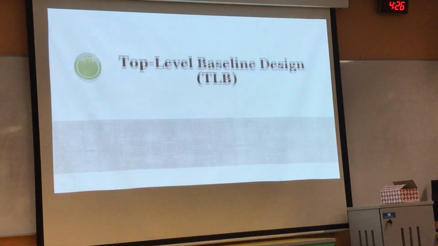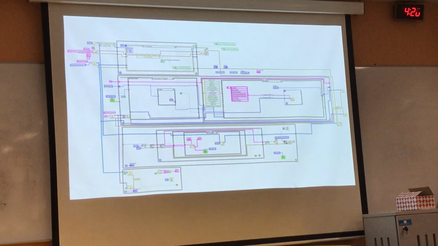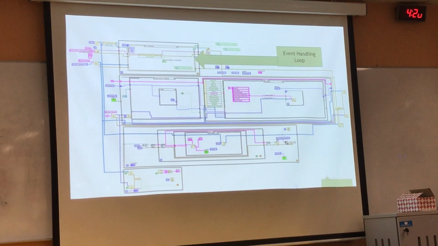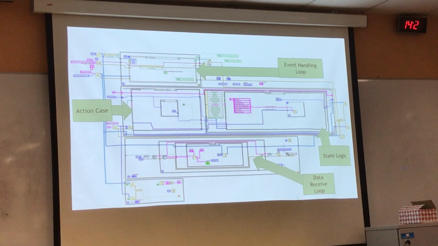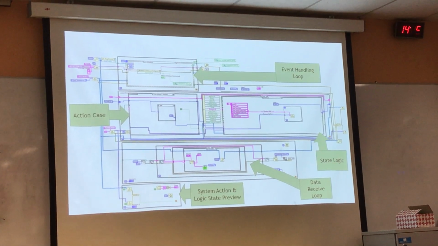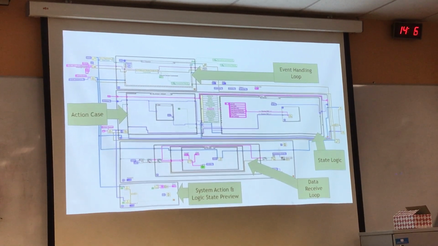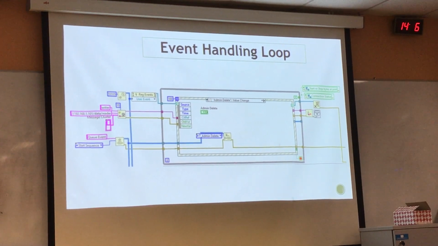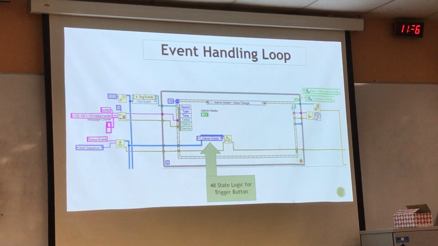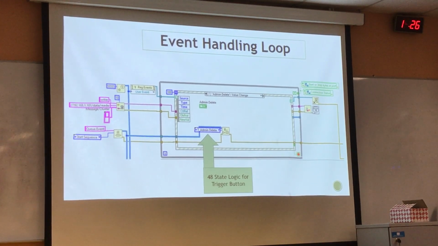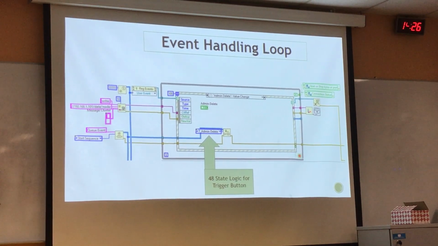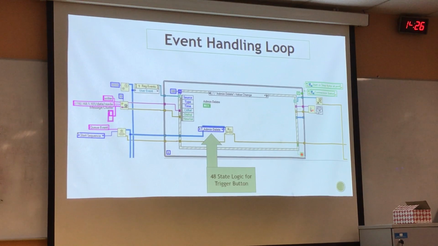Okay, so this is the top level baseline of my program. It consists of the event handling loop, state logic, asset action cases, data receive loop, and system action and logic state review. In the event handling loop, I have created 48 state logic for trigger buttons. Once the user triggers a button on the front panel, it will enqueue the state here and will dequeue the state and the state logic below.